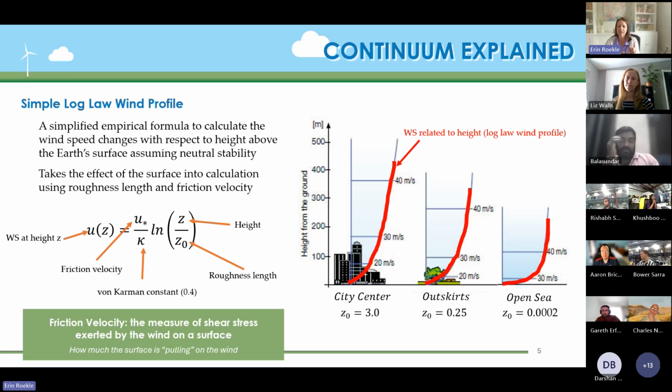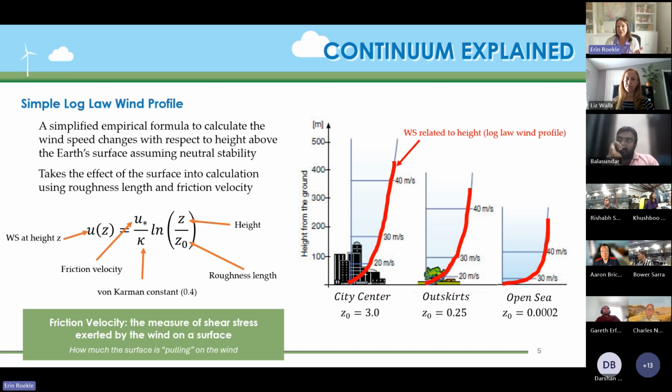If we look at these two different profiles and the heights where those 30 meter per second wind speeds are happening, 30 meters per second is happening at probably around 170, 180 meters in the city center, whereas in the outskirts it's lower. So the surface isn't impacting that wind speed in the vertical as much as it is in the city center.